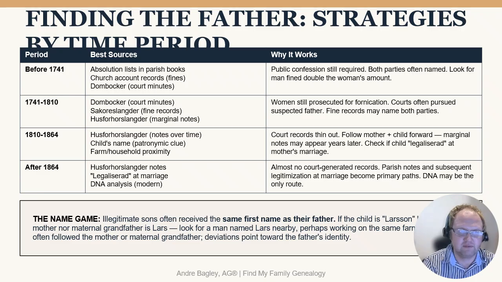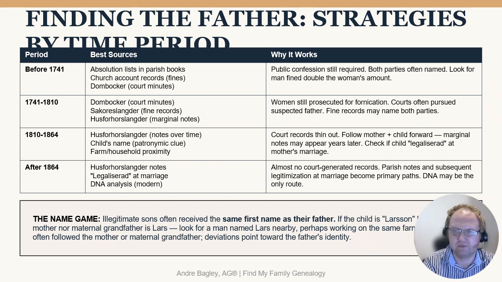So, finding the father. There are some strategies here. Before 1741 is the richest period, because there's public confession, and the absolution list of who had to do public penitence, and that's often where illegitimacies are recorded. Church accounts would show where fines were paid. A critical research tip: look for a man who was fined double the amount of the woman at the same court session. That was a suspected father. And sometimes even if the father doesn't get charged by the court, the church could still do so if they really felt like the father hadn't been truthful. So, fun fact: you could get off scot-free from the court, but still be fined by the church.